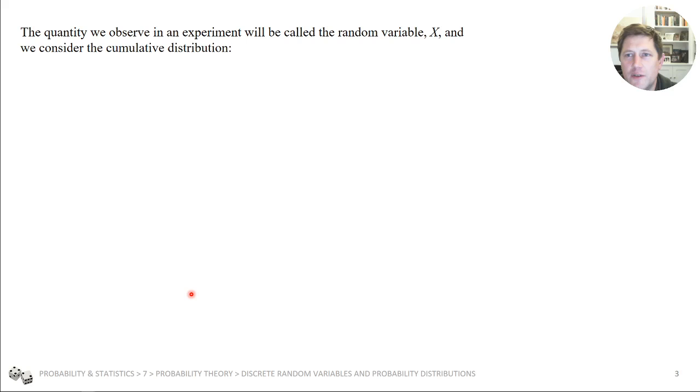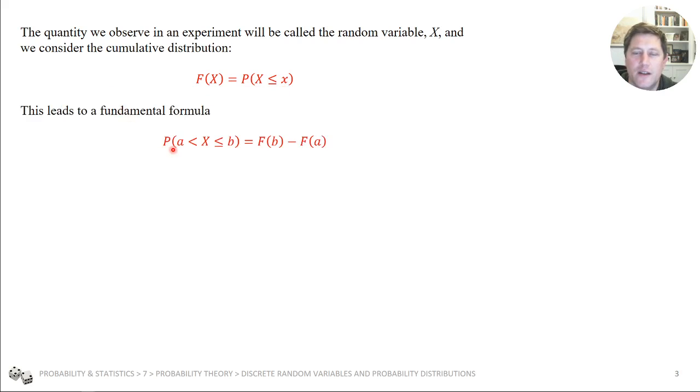So the quantity we observe in the experiment, we call that capital X, and we consider the cumulative distribution, capital Fx. This is defined as the probability that our outcome is less than or equal to x. So it's cumulative because it's all of those outcomes less than or equal to lowercase x. And that leads to the formula that the probability of our outcome being greater than a and less than or equal to b is equal to the difference in the cumulative distribution, F(b) minus F(a).